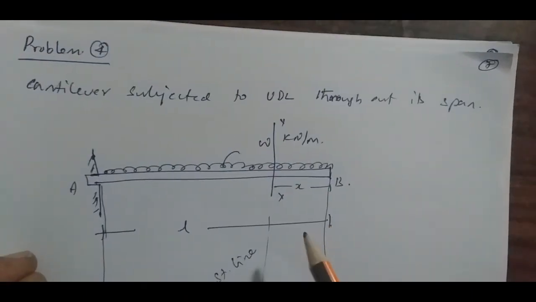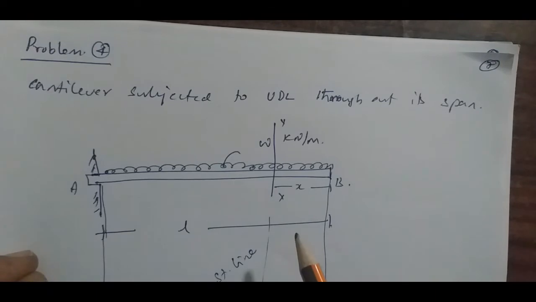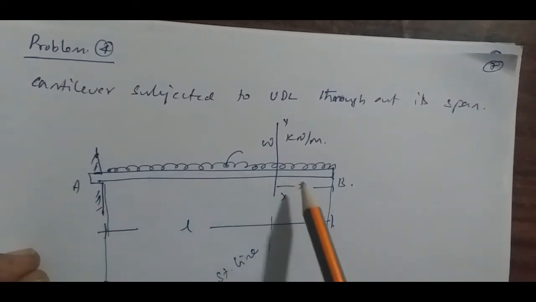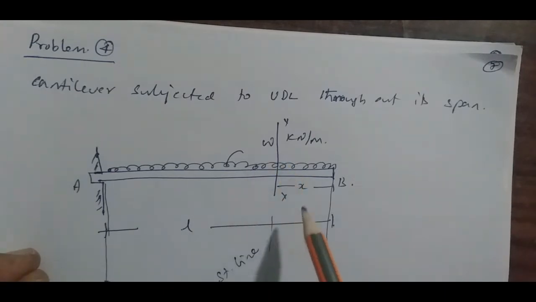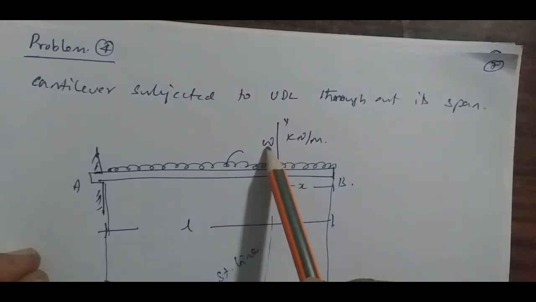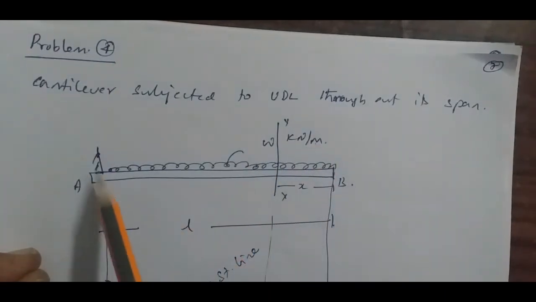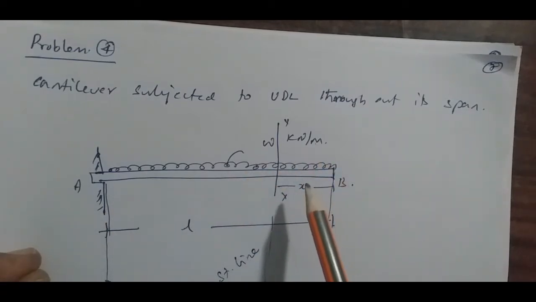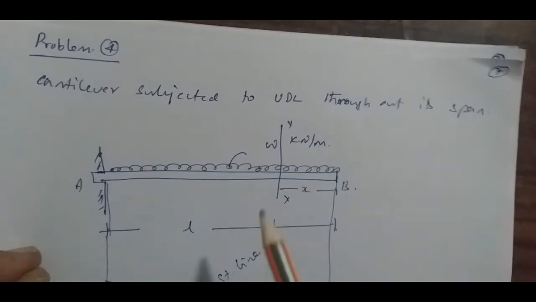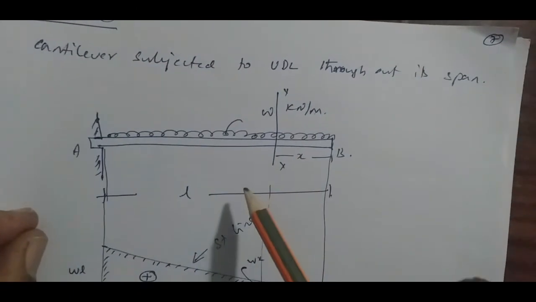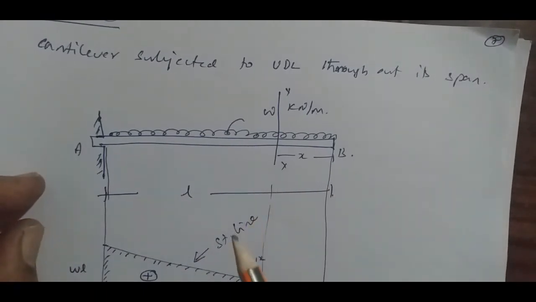Now let us see another case, a cantilever beam subjected to uniformly distributed load throughout its span. It is given in generic form, the load value is W kilonewton per meter. So we have to calculate the shear force and bending moment at various points, and we have to draw the shear force and bending moment diagram. For this, we will go with a different procedure.